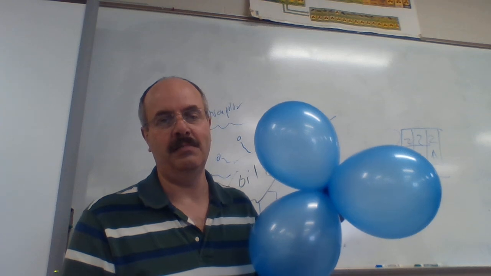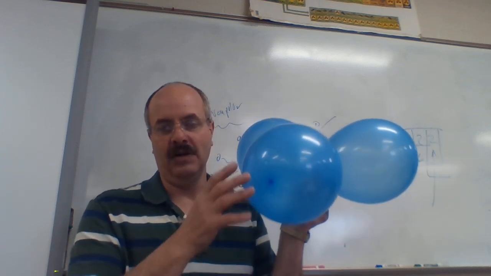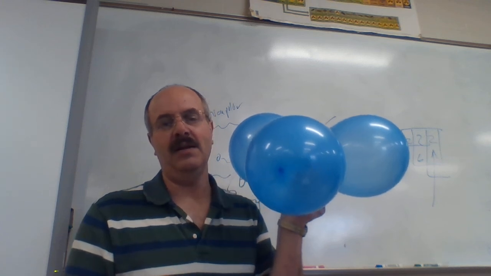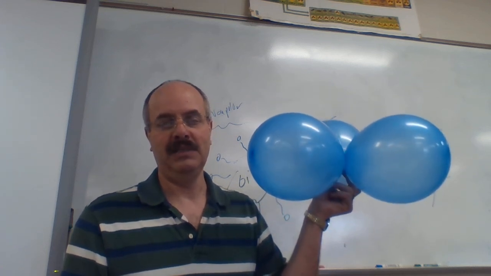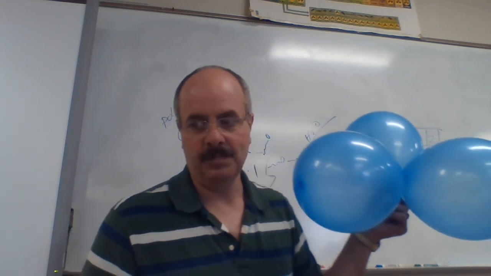All right, so we consider that to be trigonal. And then notice that it's flat. So if I hold it this way, notice the molecules are flat. And we consider that to be planar. So this is a trigonal planar molecule. That's what BCl3 ends up looking like.